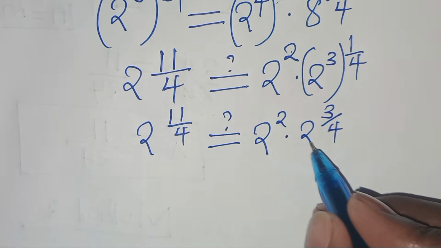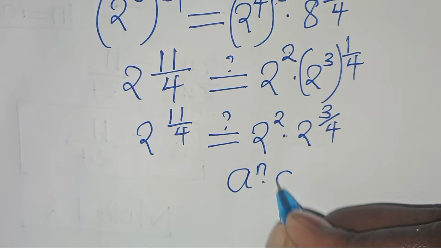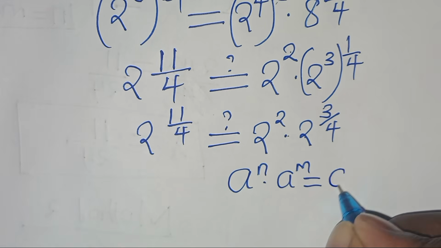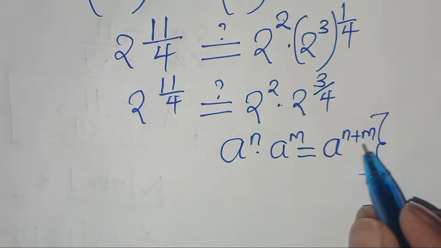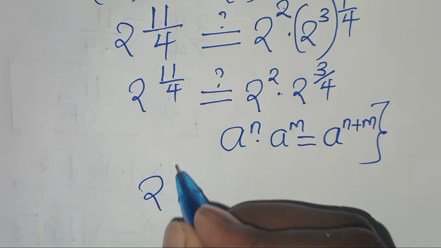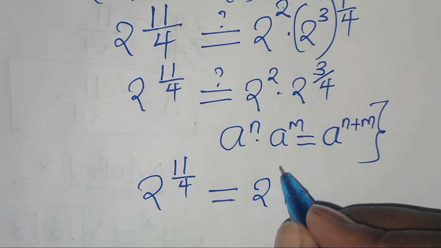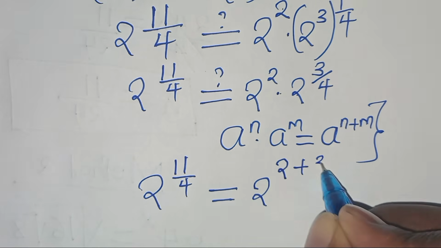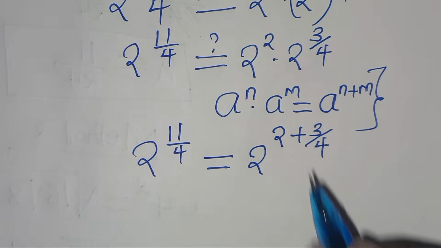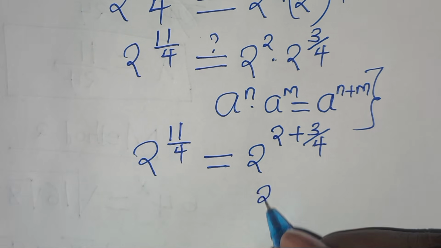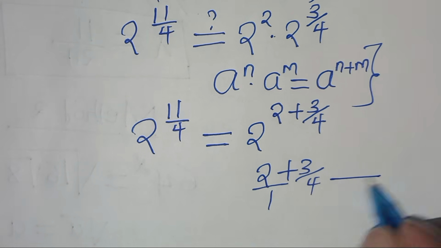Remember this 2 to the power of 2 times 2 to the power of 3 over 4. This is in the form of a to the power of n times a to the power of m, which can be expressed as a to the power of n plus m. Applying this exponent property, then we have 2 to the power of 11 over 4. This is equal to 2 to the power of 2 plus 3 over 4. Now, here we have that 2 plus 3 over 4. Remember here, the LCM is 4.